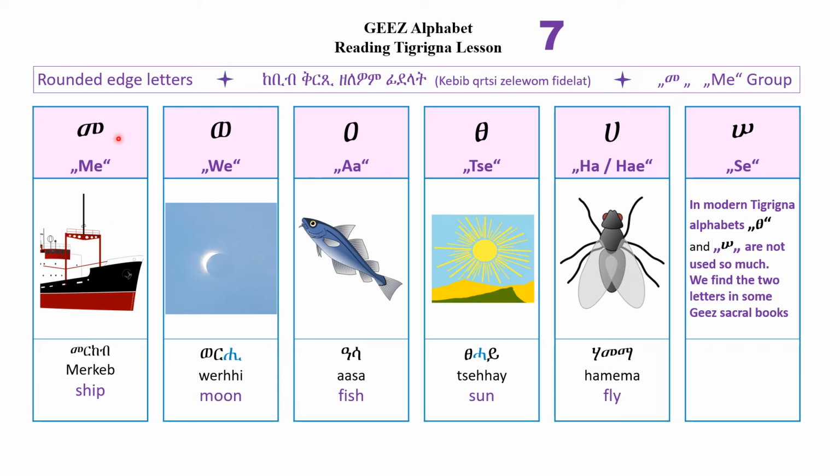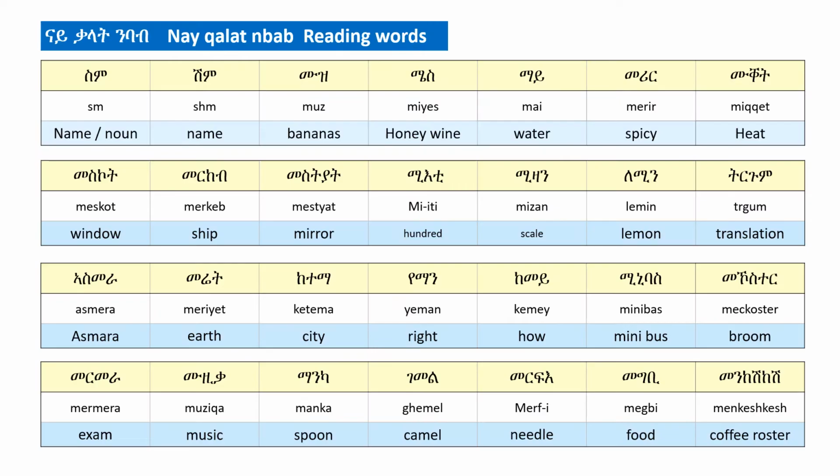Here we have some words which begin with those letters. Me, merkab, we, werhi, a, asa, tse, tsahai, ha, hamema. In modern Tigrinya alphabets, Tse and Se are not so much used. We find the two letters in some sacral books.